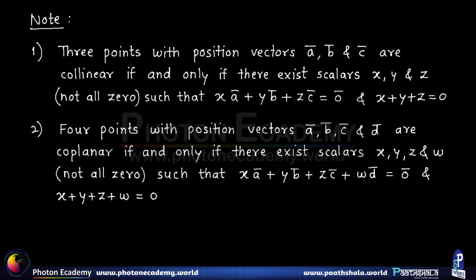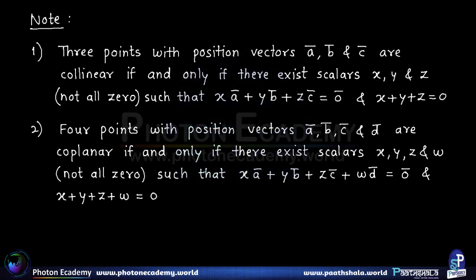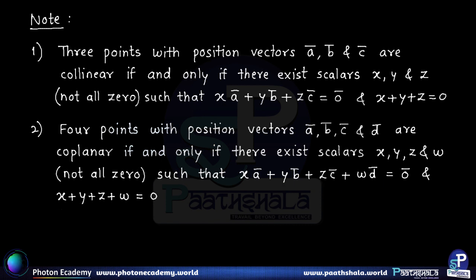And same extended to 4 points, that is 4 points with position vectors a bar, b bar, c bar and d bar are coplanar. Are you able to see the difference between this? Right? Previously when we have 3 points we talk about collinearity, whereas if we have 4 points we talk about coplanarity. So a bar, b bar, c bar and d bar are coplanar if and only if there are 4 scalars now x, y, z, w, not all 0, such that their linear combination is 0 and the addition of themselves is also 0, right? So we can use these facts also to solve some of the sums.